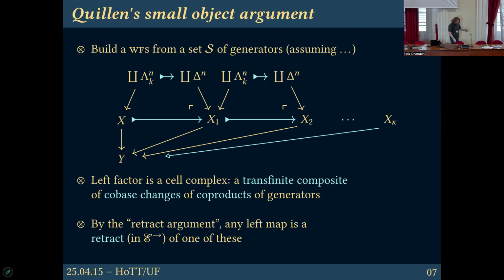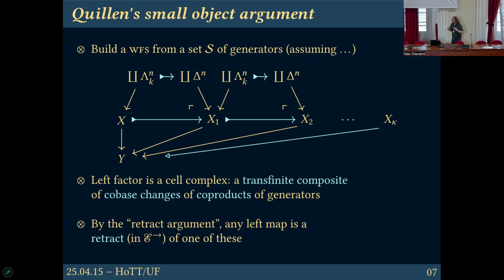And now going back to my story from the beginning, one thing we notice about the way this factorization is constructed is that the left factor of our factorization is what's called a cell complex. So it's built up in a certain way, starting from the generators, as a transfinite composite, the horizontal line, of a bunch of pushouts, which I call co-base changes for some reason, of co-products of generators.